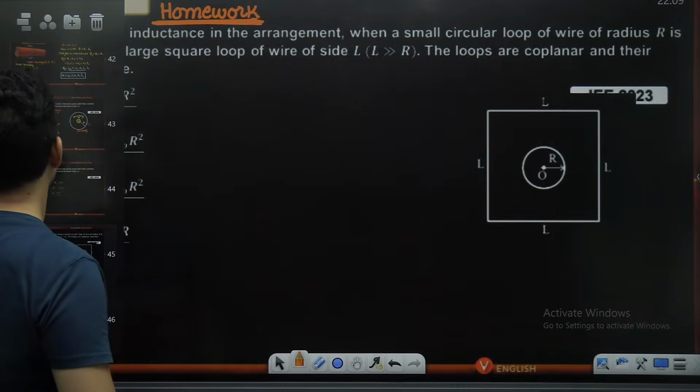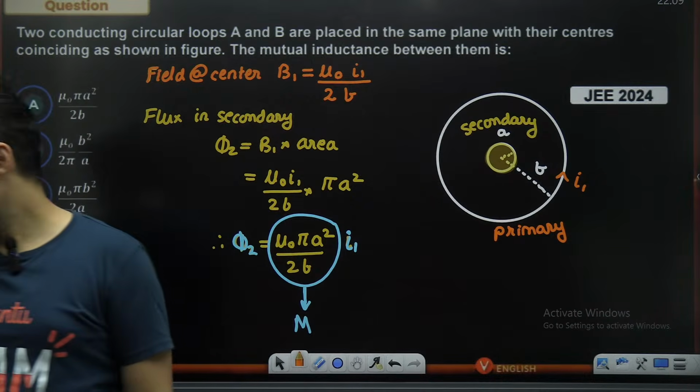Excellent. Yes, my dear. Mu naught is permeability.